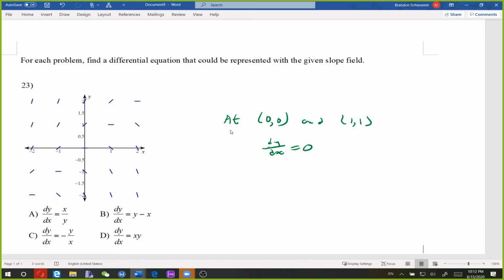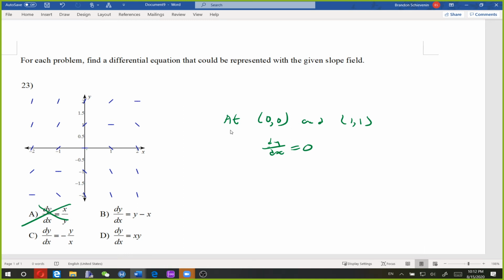Perfect, okay. So my slope would be undefined whenever y equals 0 if this was the actual slope, when we do have defined values for the slope. Also, if I plug in x is 1 and y is 1, I don't get 0, I get 1. So A is not it.